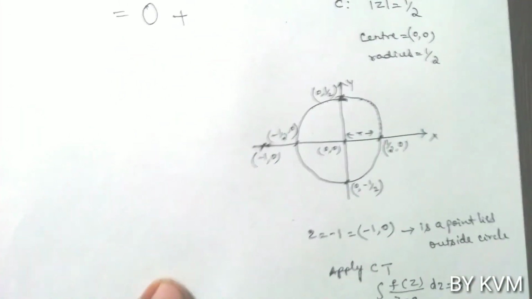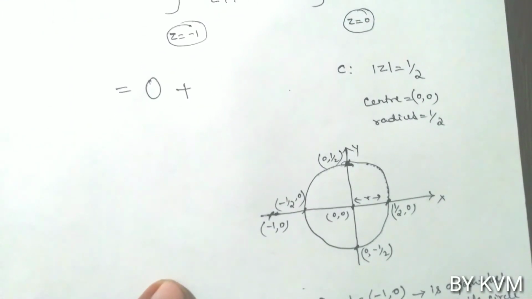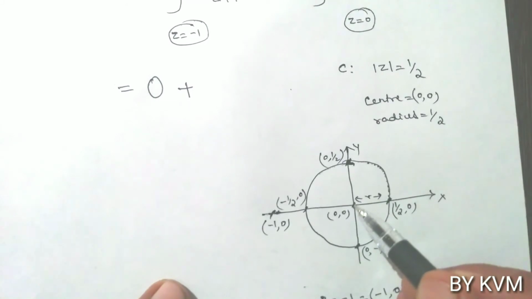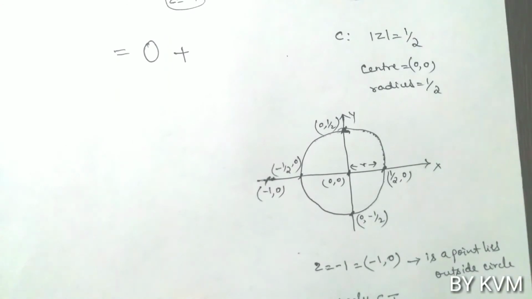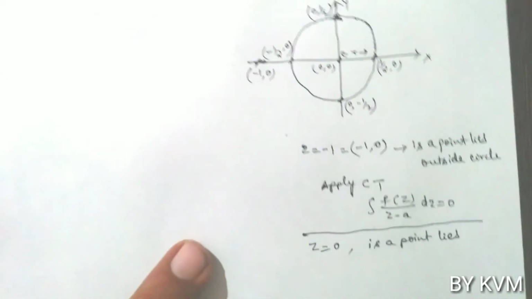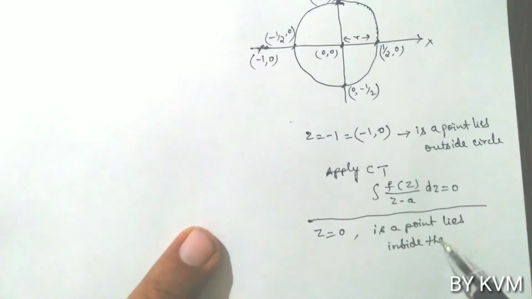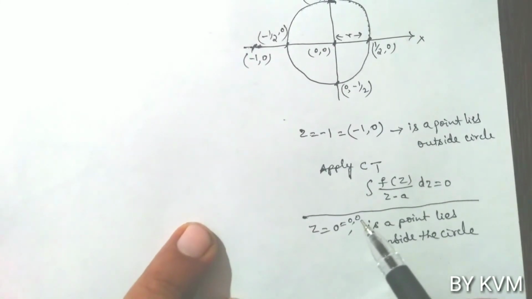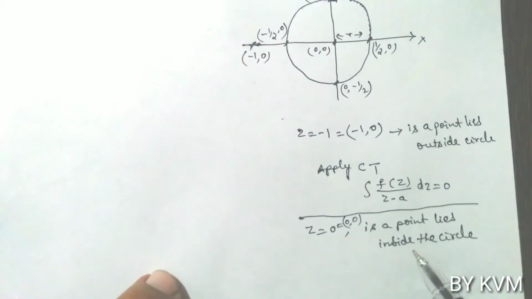now the second integral, the singular point is z equals 0. So where does z equals 0 lie? So this is z equals 0. This point is z equals 0. So z equals 0 is a point that lies inside the circle. z equals 0 means it is 0, 0. So it lies inside the circle.